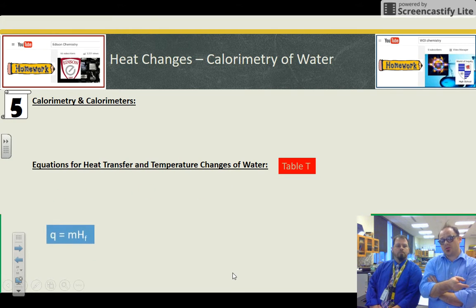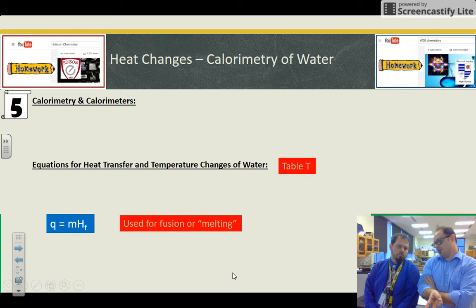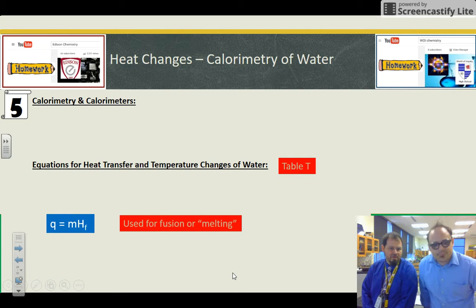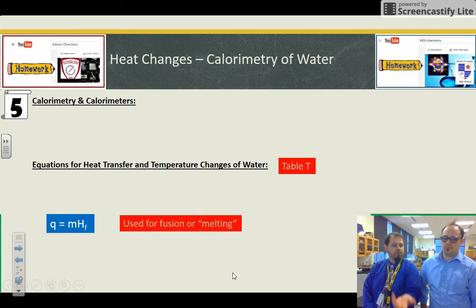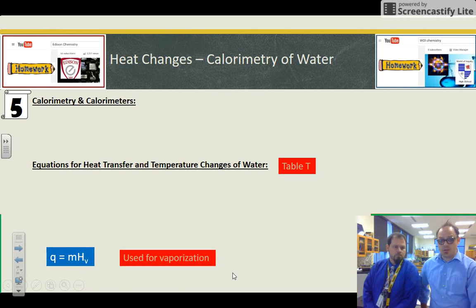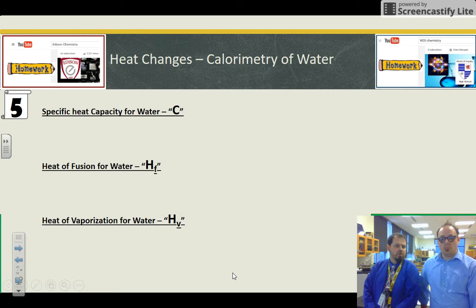And then there are 2 others, q = mHf and q = mHv. I call them H sub F and H sub V, but however you want to do it. The F is for freezing or fusion. It's really for fusion, but at the freezing point it helps us get that. So you know to use that one when it's freezing. And vaporization is when it's boiling or condensing or vaporizing. So you use that equation then.